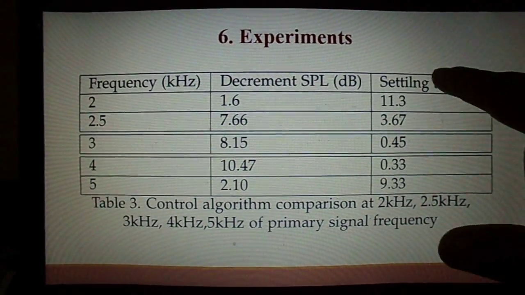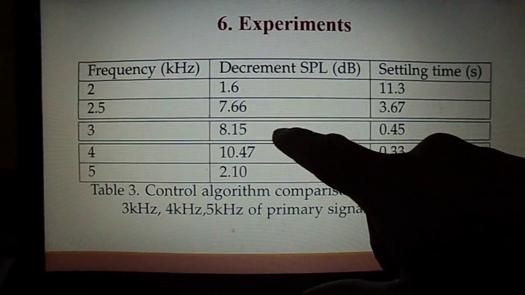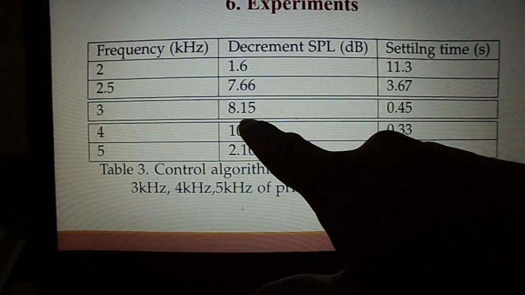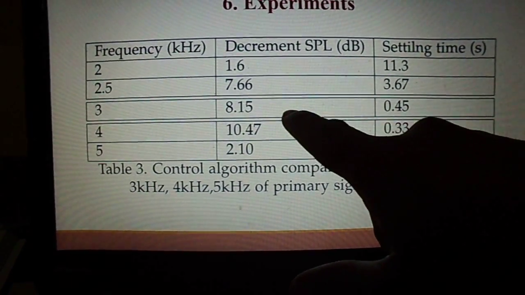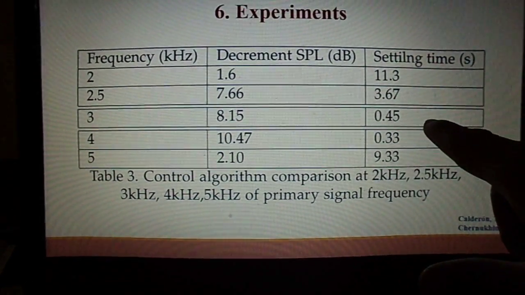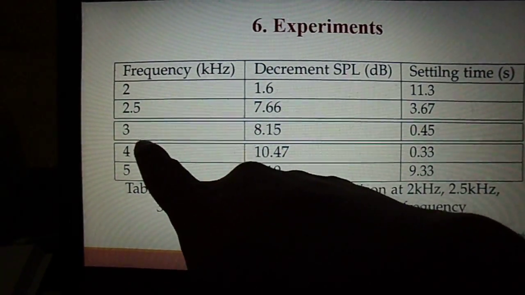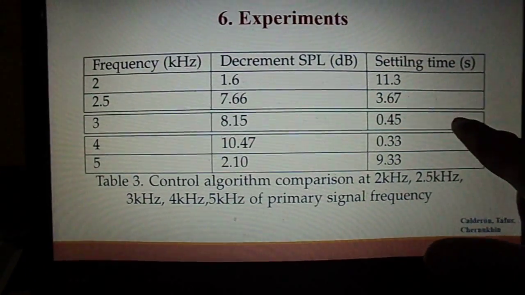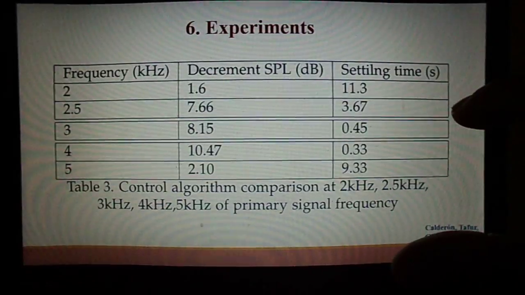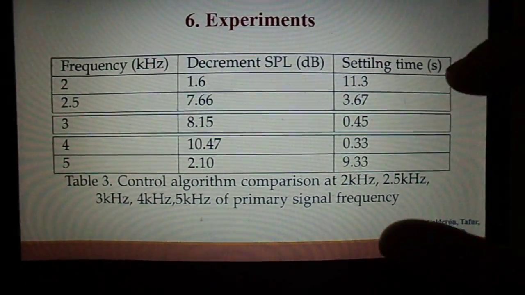An experimental result is shown in this table: a decrement of 8.15 decibels and 0.45 settling time. This operating range was chosen because it's inside the second loudspeaker's operating range.